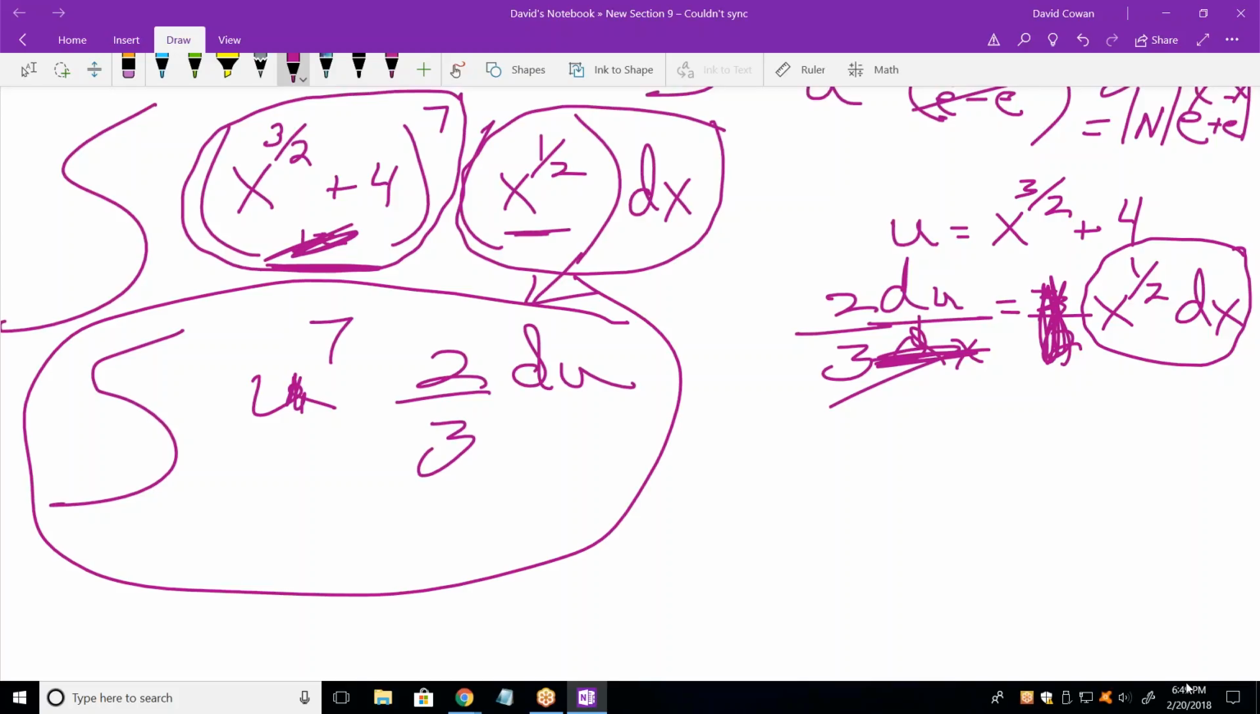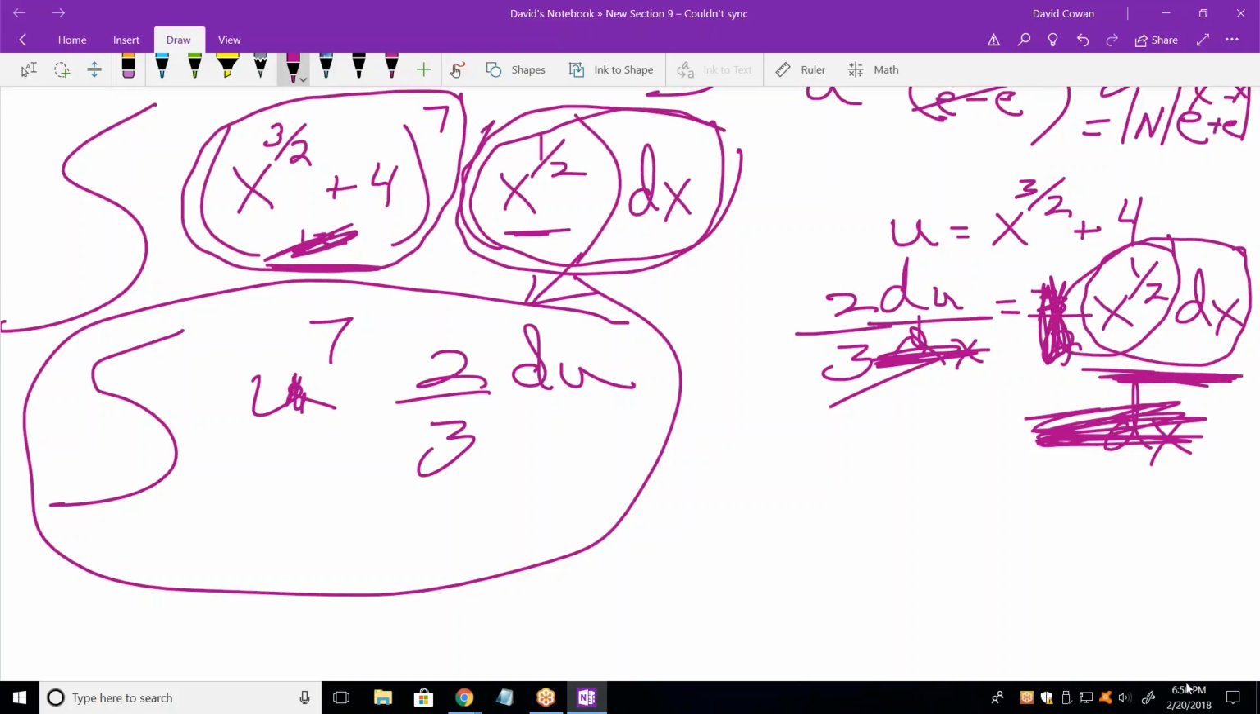But notice the difference. The way I had been doing this was by solving for dx, which puts that in the denominator, which is where I want it, so that it'll cancel out that x to the 1/2. But I'm not even going to take that step. I'm going to notice that I've already got an x to the 1/2 dx right there. I'm just going to substitute whatever that thing is equal to, which in this case is 2/3 du. So it kind of saves a step, but more importantly, this is kind of what they teach.